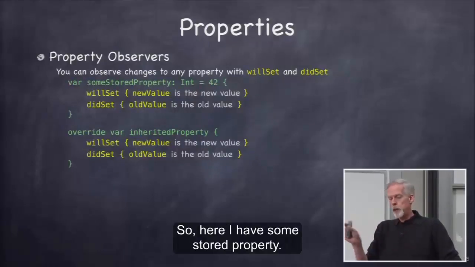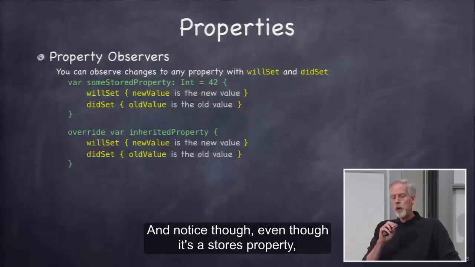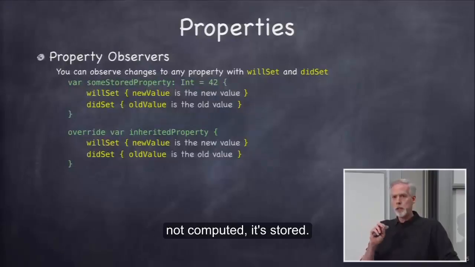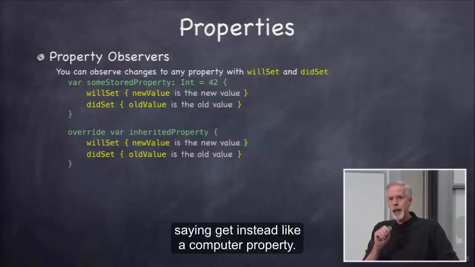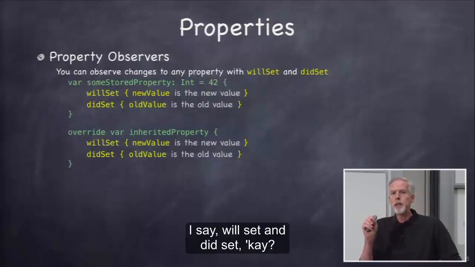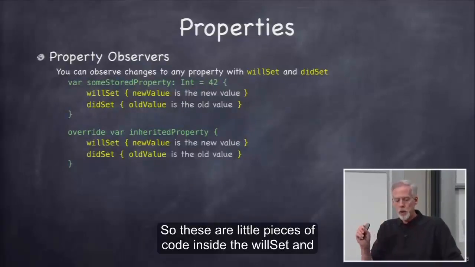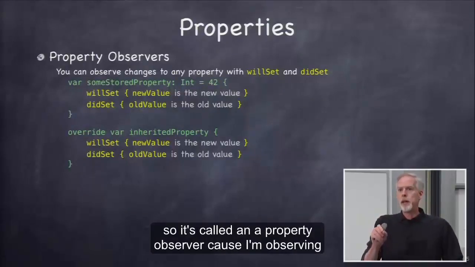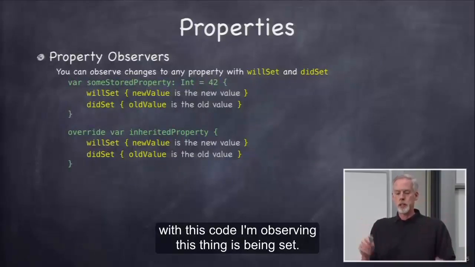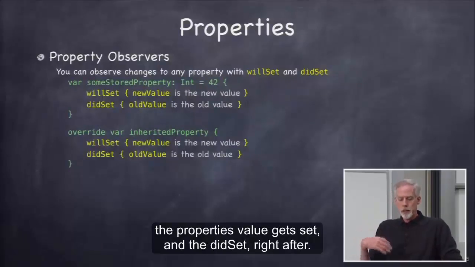So here I have some stored property. It stores an int, 42. And notice though, even though it's a stored property, not computed, I still put a curly brace after it. But in that curly brace, instead of saying get and set like a computed property, I say willSet and didSet. These are little pieces of code inside the willSet and didSet. They get called when that property gets set by anybody. So it's called a property observer because with this code I'm observing that this thing is being set. The willSet is called right before the property's value gets set, and the didSet right after.